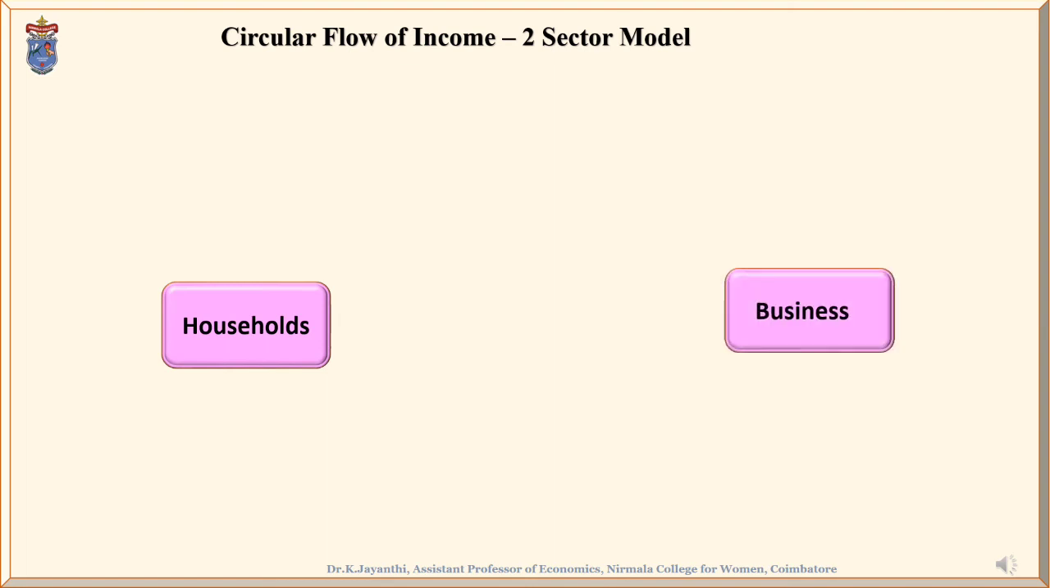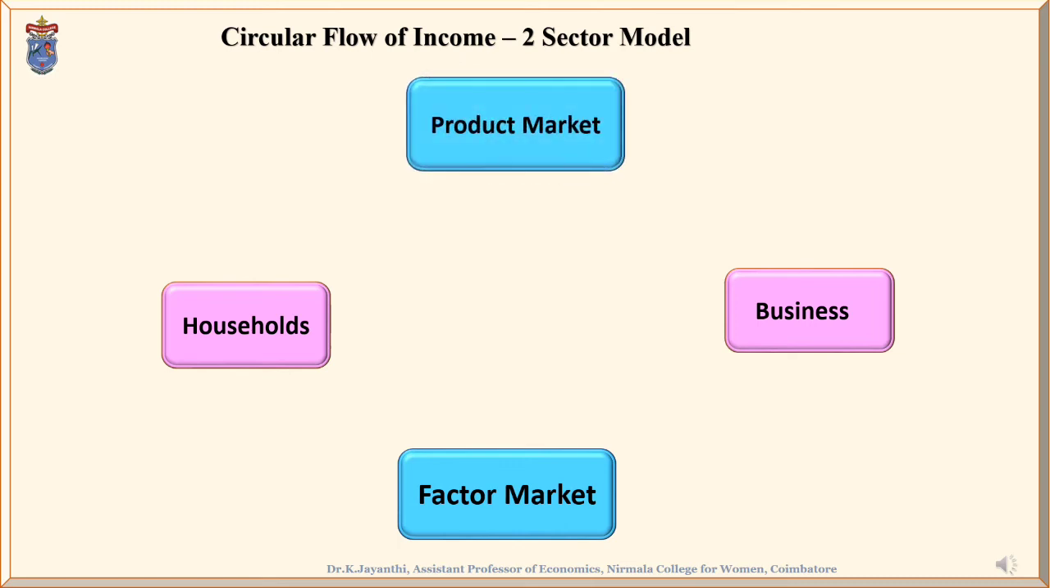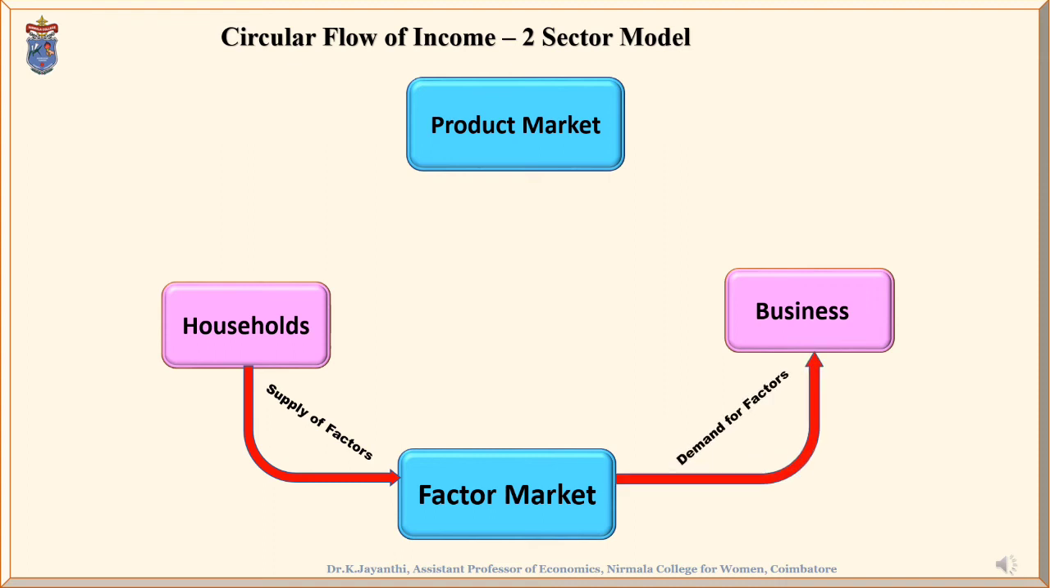We begin with a simple hypothetical economy where there are only two sectors, that is the household sector and the business firms, and two markets, the factor market and the product market. The household sector owns all the factors of production, that is land, labor, capital and enterprise. This sector supplies factor services to the factor market where they are demanded by the business firm in order to produce goods and services.